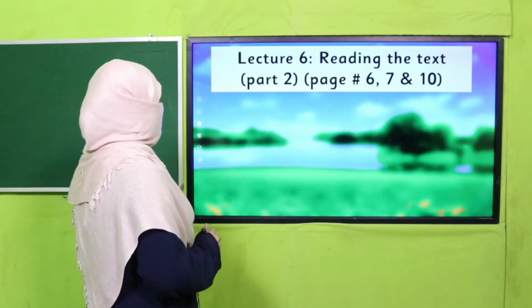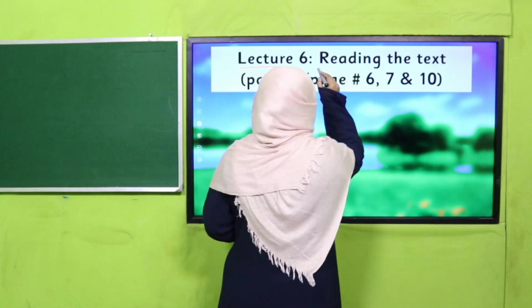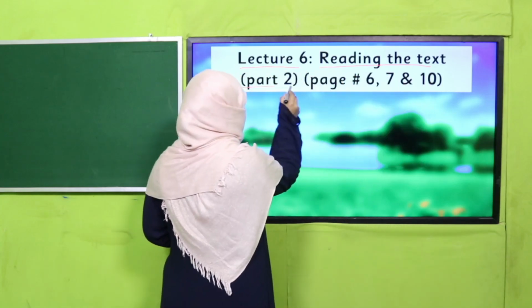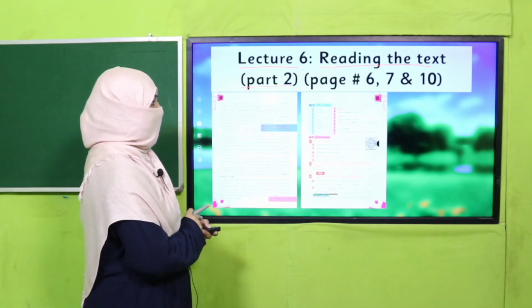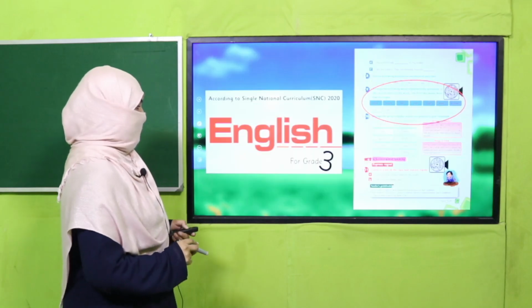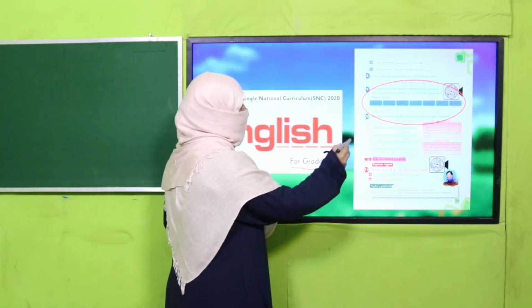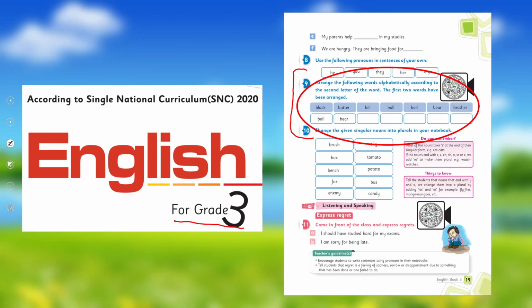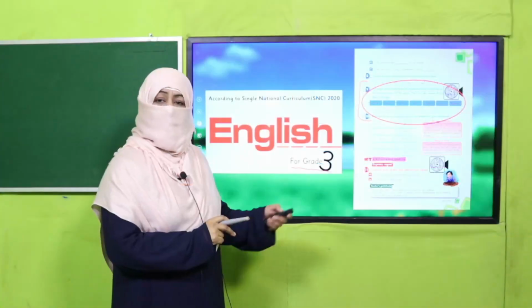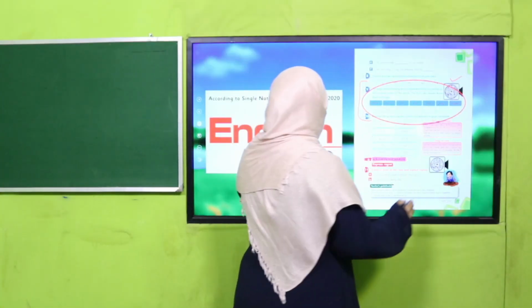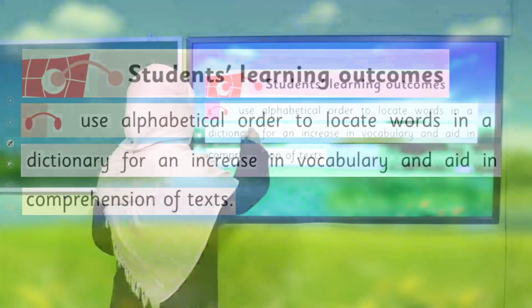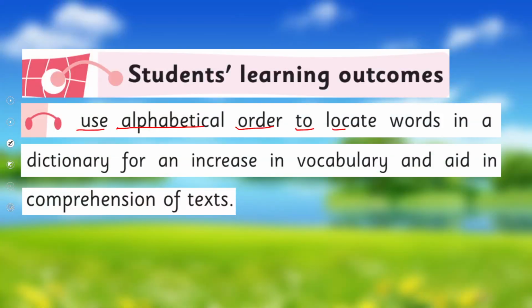Yes, my dear students, today is lecture 6, and we are going to read and understand the text part 2, and we'll cover pages number 6, 7, and 10 of your book. Before this, in English for grade 3, I taught you to arrange words in alphabetical order. I hope you remember. If not, you may watch this video again. So today we'll learn further and we'll use alphabetical order to locate words in a dictionary for an increase in vocabulary and aid in comprehension of text. This is our today's SLO.